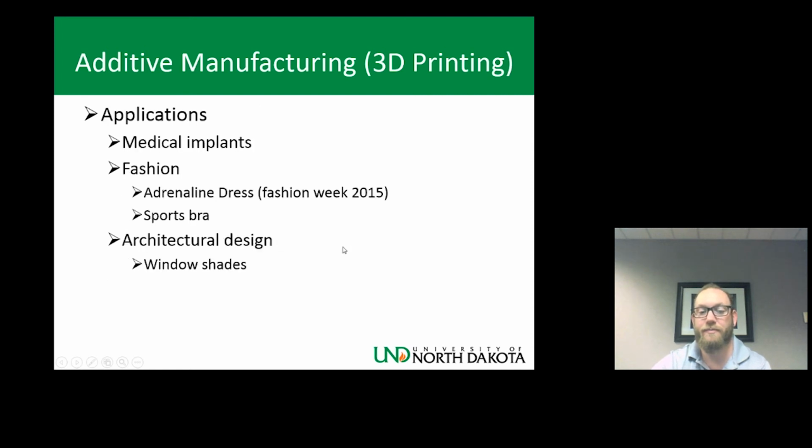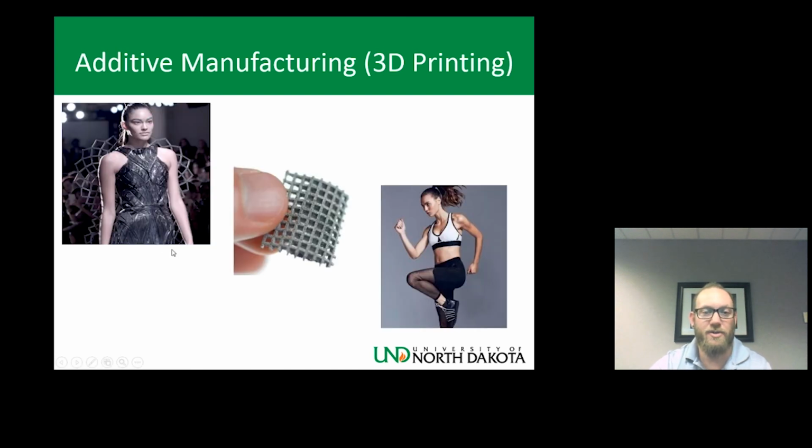Some applications where 3D printing has come in are medical implants. The fashion industry has created what they call an adrenaline dress, which was shown at the 2015 Fashion Week. There's a company that has made sports bras, and there was also mention of agricultural design with window shades. The window shades will react to the temperature in the room to open and close to allow the light to come in. Here's a picture of the 3D printed adrenaline dress that will react to the person's adrenaline in the body, which really reacts to the temperature of the body.